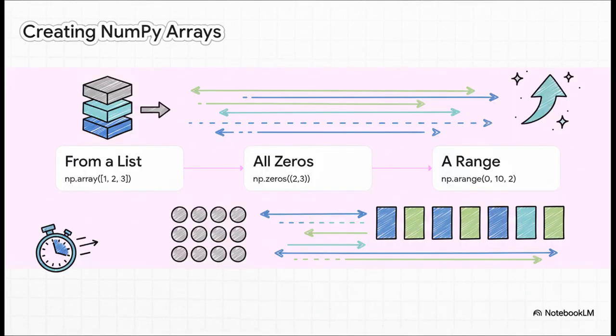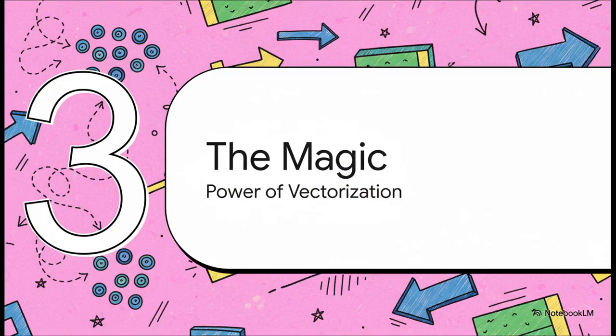So instead of regular old Python lists, NumPy has its own supercharged data structure called an array. We can make them really easily from a list we already have, or we can use these handy built-in functions to just whip up an array of all zeros, or all ones, or even a sequence of numbers, kind of like Python's range function.